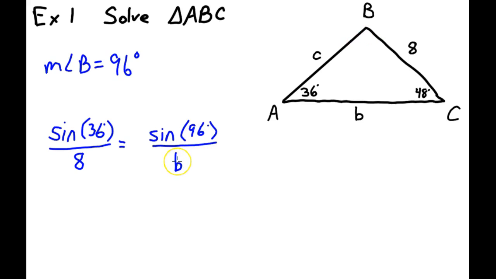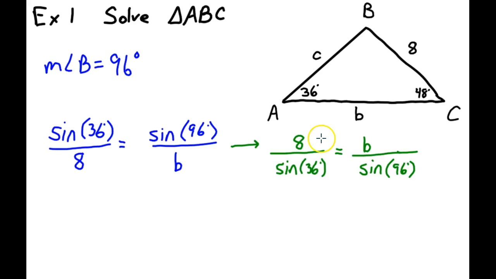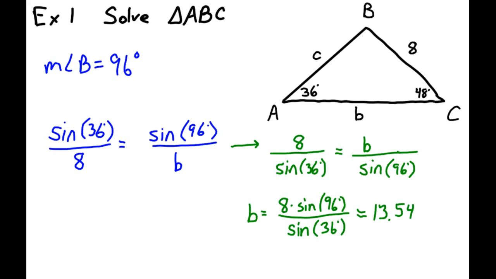over side length B. We could also use the reciprocal identity from solving proportions in geometry to make this easier to solve. So we would get 8 over the sine of 36 degrees equal to B over the sine of 96 degrees. This would be easier to work with because the value we're looking for is in the numerator of the fraction. Now to get B isolated by itself, we would multiply both sides by the sine of 96 degrees. So now we get B equal to 8 times the sine of 96 degrees divided by the sine of 36 degrees, which, if you plug it into your calculator and make sure you're in degree mode, is approximately 13.54.